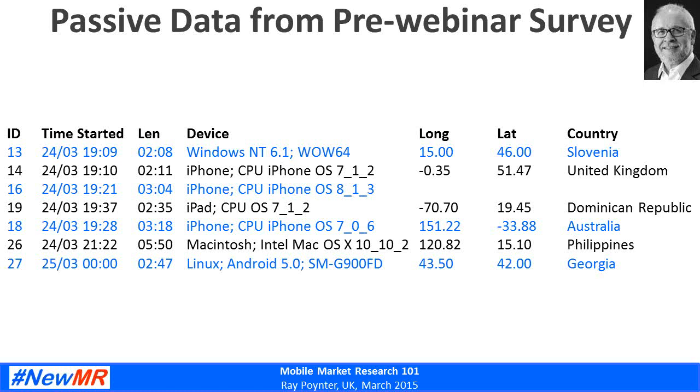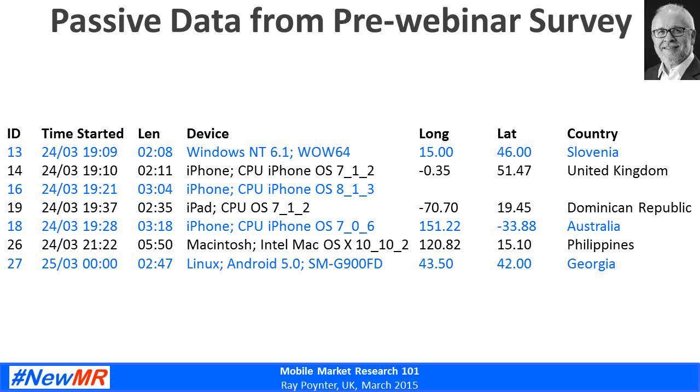Now this is just a couple of examples of passive data collected from the survey I was showing you earlier, which hopefully, if you've not taken part, you will do later. So what time did it start? How long was the survey? What device were you using? The top one was somebody using a Windows NT computer. They were using a 32-bit Internet Explorer on a 64-bit machine. If we look down there, we see a lot of iPhones. We see some iPad, a Mac. Down at the bottom, Linux, Android, and that's a Samsung Galaxy. So we can see all of these devices.